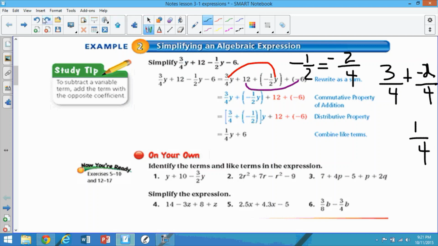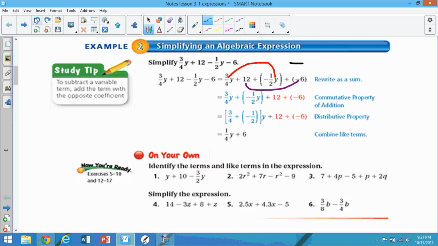Okay? So when I combine my like terms, I'm going to combine that 3/4 y and that negative 1/2 y, which is really negative 2/4, because we put it in a common denominator. So 3/4 and a negative 2/4 is a positive 1/4 y.